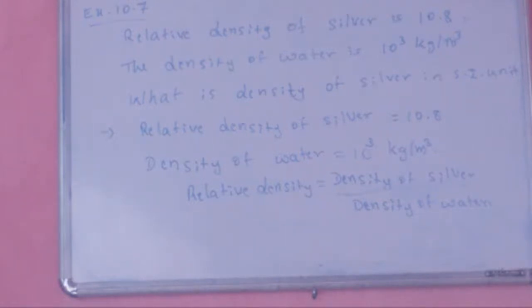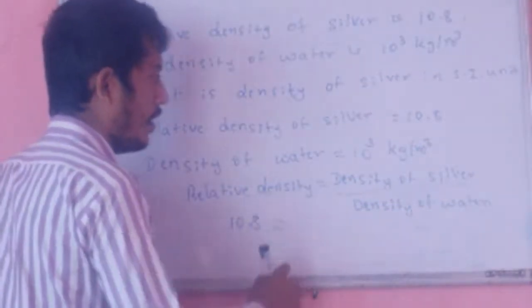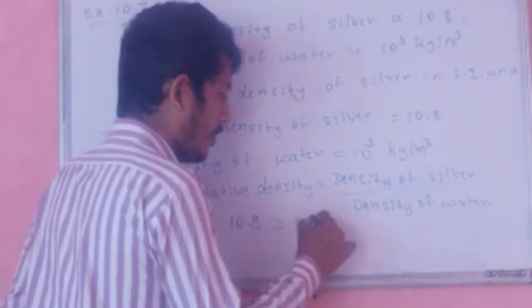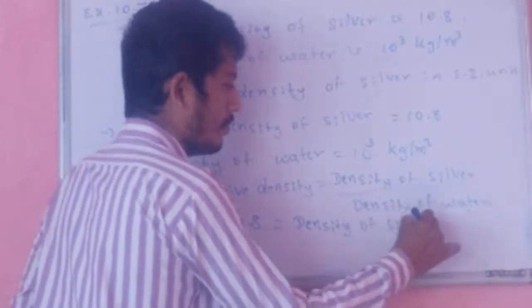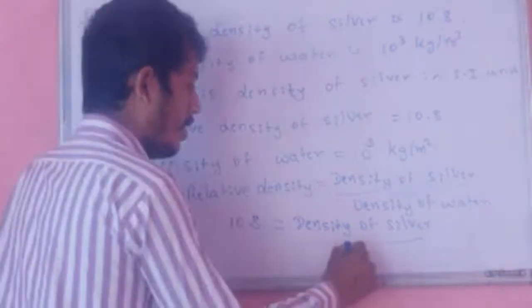Maltesh gave the answer as 10,800 kg. So while writing the answer, you must give importance to the SI unit. We have relative density 10.8, that equals density of silver divided by density of water. We don't know the density of silver, so I will write it as it is, divided by the density of water, which is 10 raised to 3.